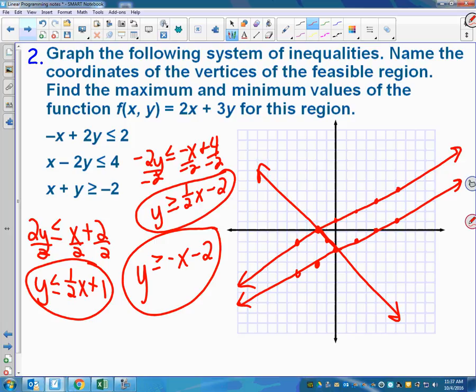The first one? Only if you divide or multiply by a negative. So on this one, I added x over, and then I divided by +2. So I don't flip my sign unless I divide by a negative number. Okay? Other questions on this?